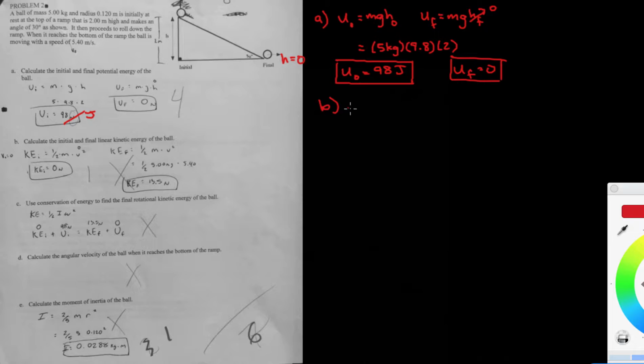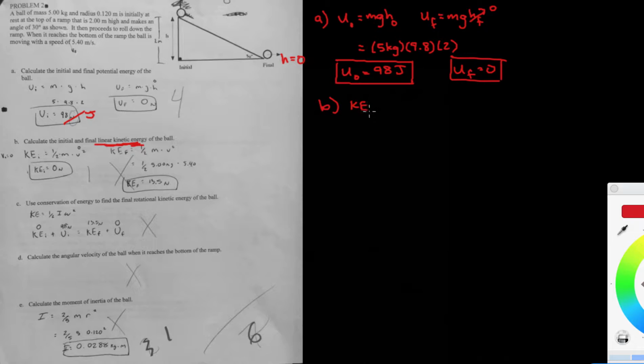I got that. Calculate the initial and final linear kinetic energy of the ball. So are none of these in fucking newtons? Nope. Yeah, they're all in joules. Okay, so I just took a fucking L on that.